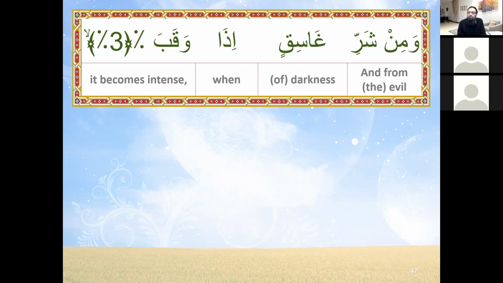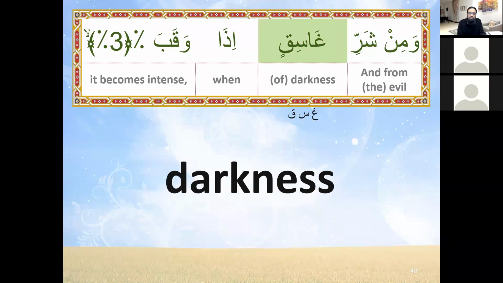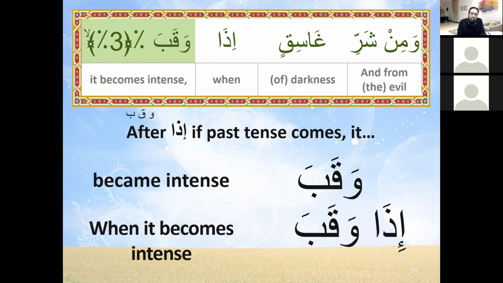Wa min sharri, we know, and from the evil. Ghasiqin, of darkness. Idha means when, okay? And waqab means intensity. It becomes intense. So wa is and, min is from, and shar is evil. So we know the first part. Ghasiq is darkness, so min sharri ghasiq, the evil of the darkness. A lot of bad happens at night. Idha means when. Waqab actually is in past tense. It means became intense. But when it is used with idha in front of it, it becomes the present, when it becomes intense. So idha waqab means when it becomes intense. Waqab on its own is a past term.